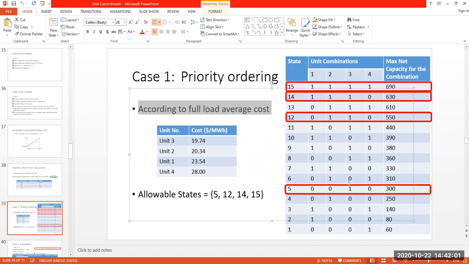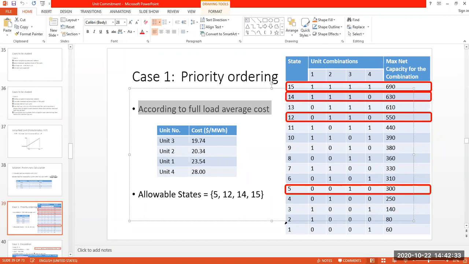Unit number 3 is turned on. So this state 5 is chosen as one of the allowable states. Then I have to turn on unit number 2. So it would be 0, 1, 1, 0 because 2 and 3 are turned on. So state number 12 is also included as the allowable state. Then I cannot choose 13, and I cannot choose anything between 6 and 11 because they violate the priority ordering. That's why I can't choose them.